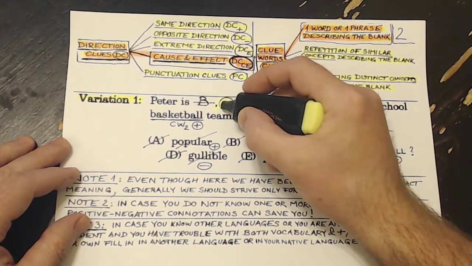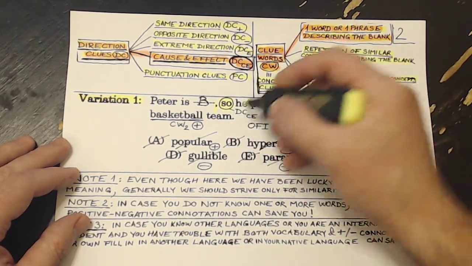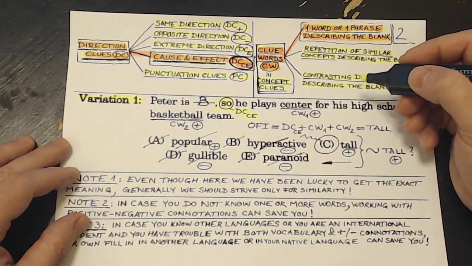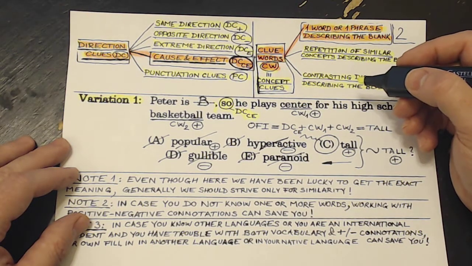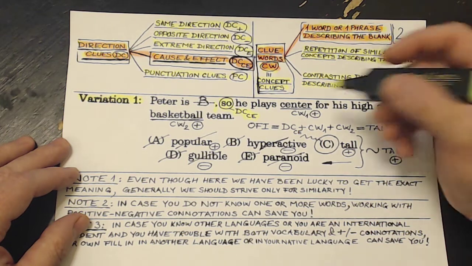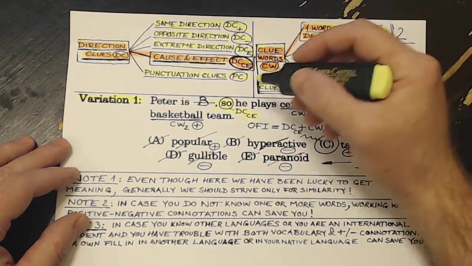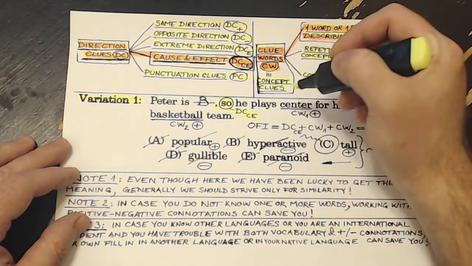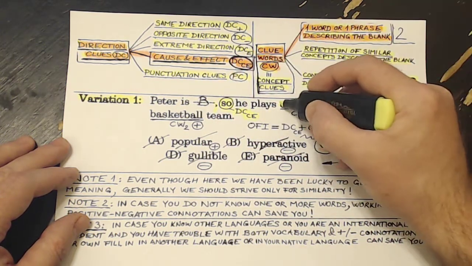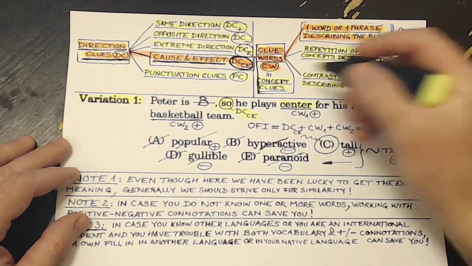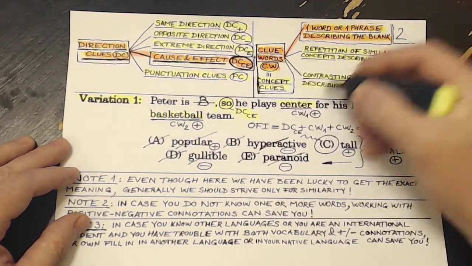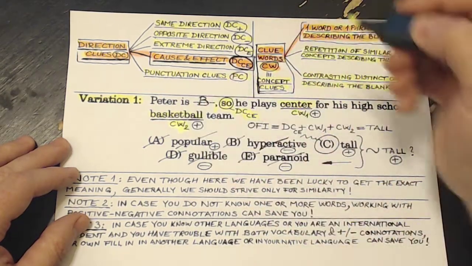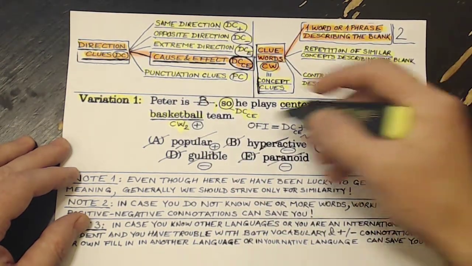So I immediately notice the direction clue so, which is a cause and effect type direction clue. And the clue words that I will scan for, I know that they should describe the blank, and so they are usually either right before the blank or right after it. Here I will notice the word center together with the word basketball. These are two clue words that they both describe the blank. They are both positive.